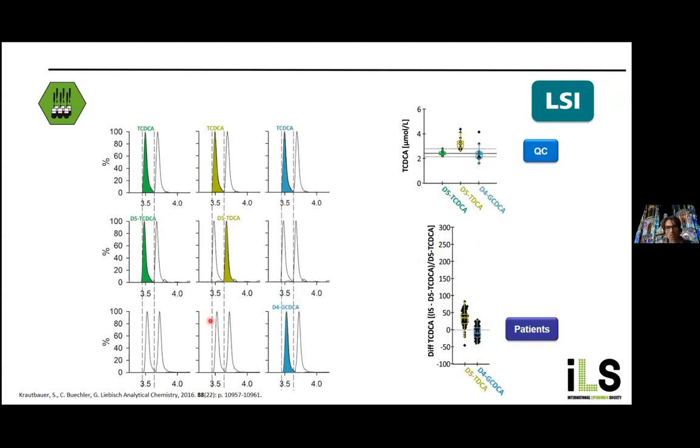She did it also here for a glycoconjugated internal standard, which has close co-elution to our analyte, and that one was the internal standard we used before. You see you get not so good CVs, and also quite more variation in the values for both controls and patients.